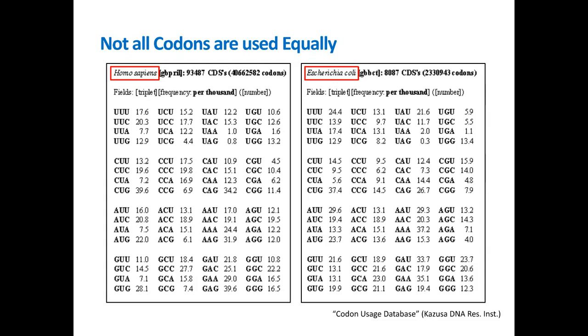And if you look at codons encoding individual amino acids, you can see that it's not evenly distributed, right? For example, for leucine in human, CUG is used with a frequency of 39.6 and CUA at 7.2. So those are the extremes. In E. coli, it goes from 37.4 to 5.6. Interestingly, in both cases, CUG is the most abundant codon for leucine, and CUA is the least abundant. The others don't follow the same ranking. But this gives you an idea of bias in codon usage in different organisms.